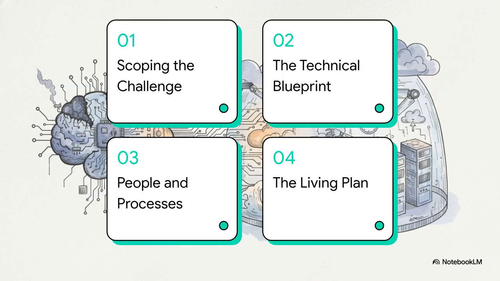So here's how we're going to break this down. We're going to structure this whole review around the 4 key pillars of the course. First, we'll look back at how we scoped the challenge, the foundational why. Then we'll get into the technical blueprint, the what. After that, we'll talk about the people and processes, the who and how. And finally, we'll wrap up with making sure this is a living plan that never goes out of date.